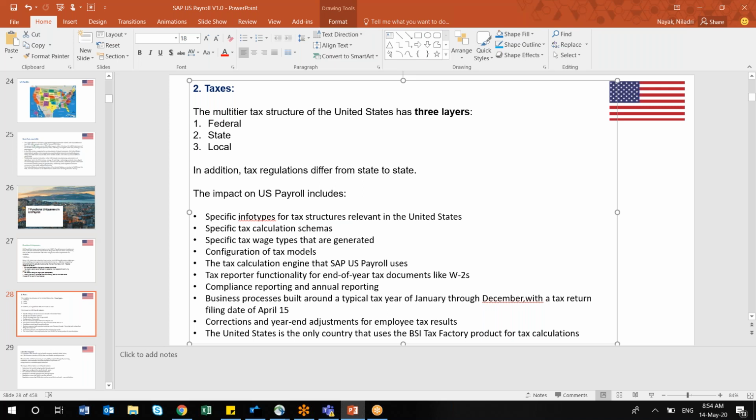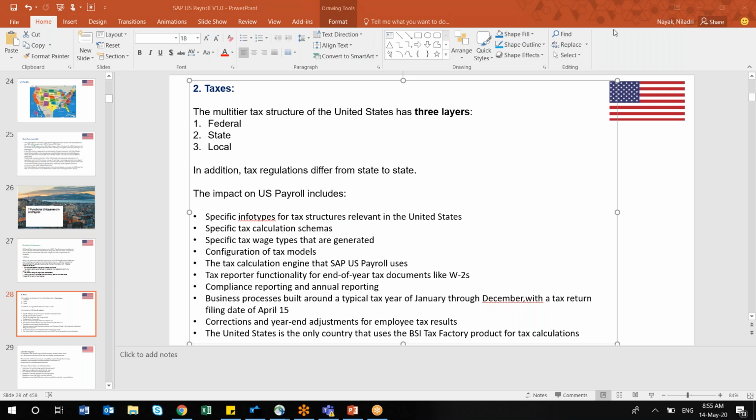This is generally for year-end activities like W-2s. The Tax Reporter functionality regulates your end-of-year tax documents like W-2s, and we'll see how this report works. Other than that, you have compliance reporting and different annual reporting. Those are standard reports already available in US payroll specific to tax. We'll be seeing those details also. And in the January to December cycle, the tax return filing date is around April 15th for a typical year.